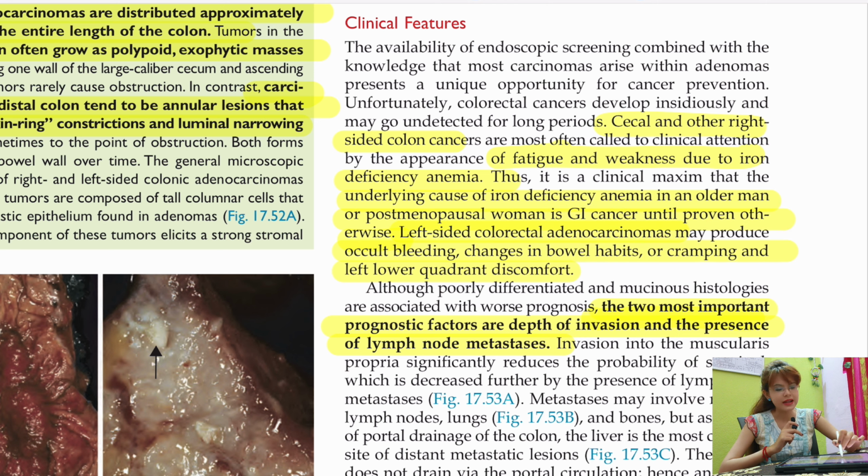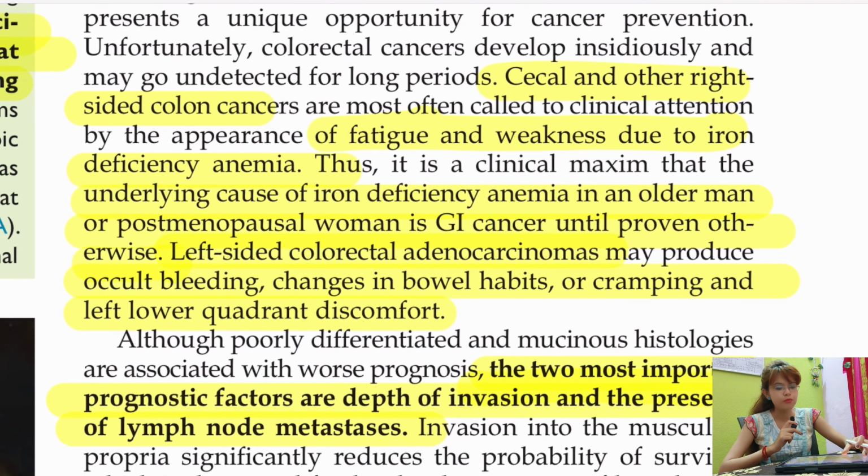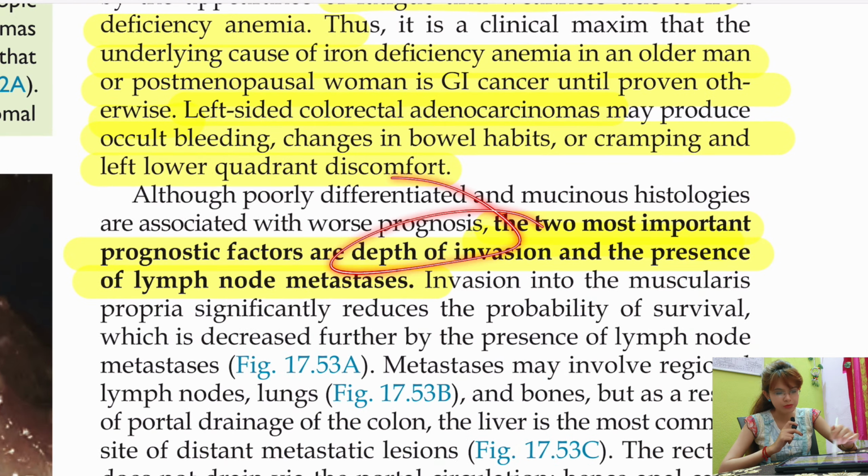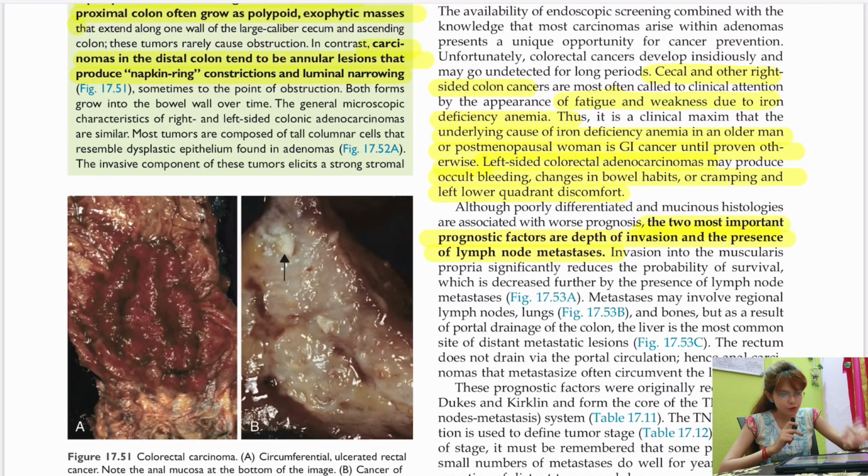So you have to understand that the iron deficiency anemia in an older man or a post-menopausal woman is GI cancer unless proven otherwise, because obviously in a post-menopausal woman, she is not having blood loss every month, so then how will the anemia develop? So in an older man or a post-menopausal woman, if there is iron deficiency anemia, that should raise the suspicion of cancer, GI cancer. Very important points. Now the two most important prognostic factors are the depth of invasion and the presence of lymph node metastasis.